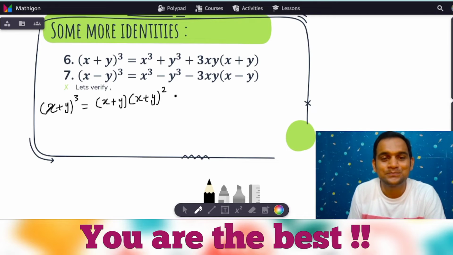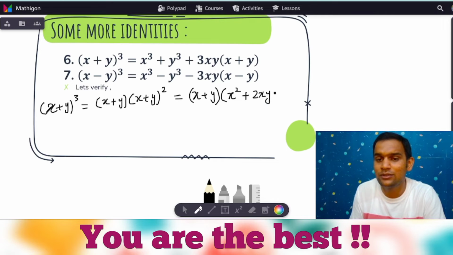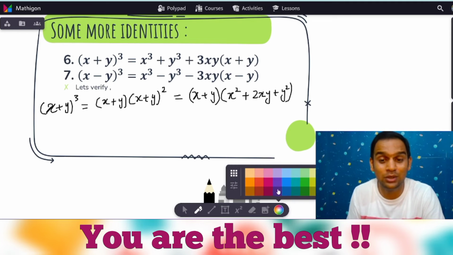So now x plus y the whole squared, I already know the identity. So what is this? X square plus 2xy plus y square. You can obviously write it as x square plus y square plus 2xy, because addition is commutative everywhere.